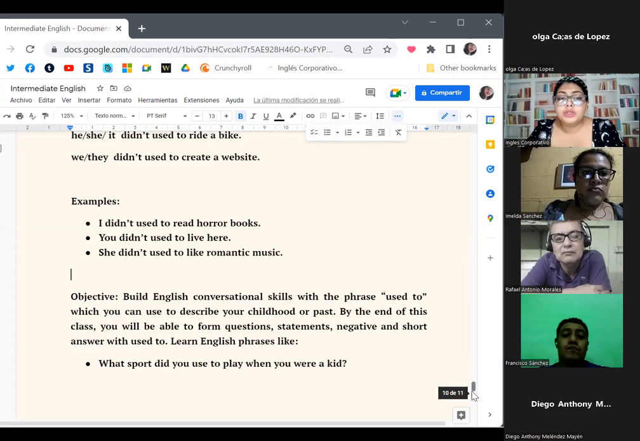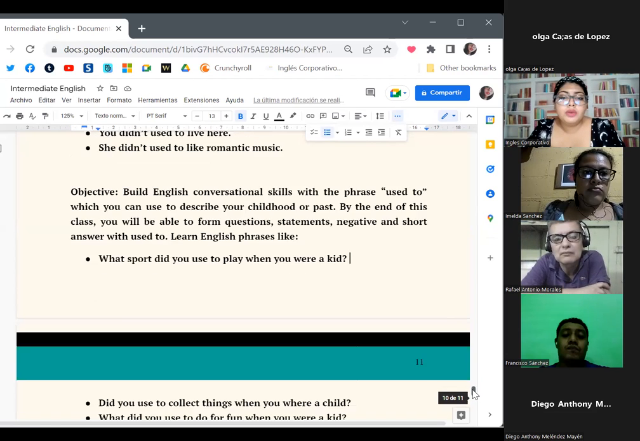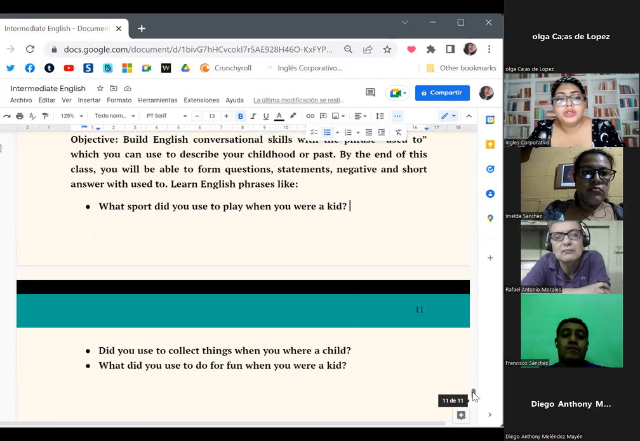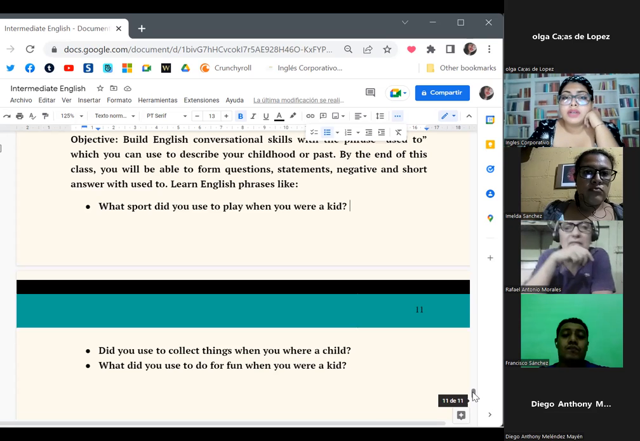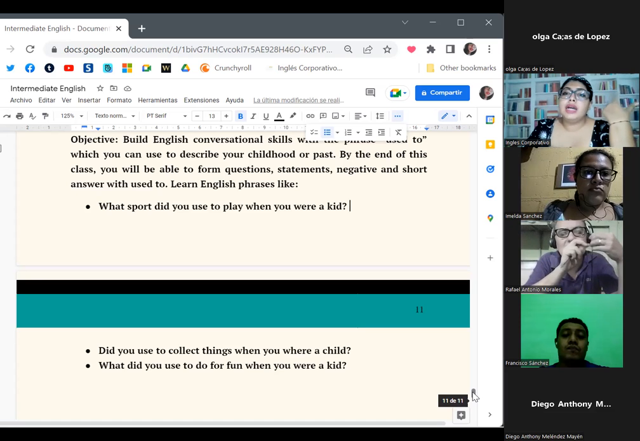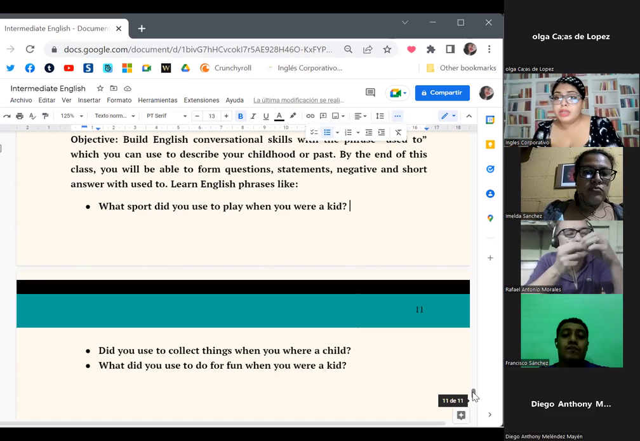What sport did you use to play when you were a kid? It's talking about the kind of sport that we liked to play when we were kids. Then, did you use to collect things when you were a child? And the third one, what did you use to do for fun when you were a kid? So in that case, we are going to learn how to create that kind of structures or questions to ask people about their past habits or their past information or memories.